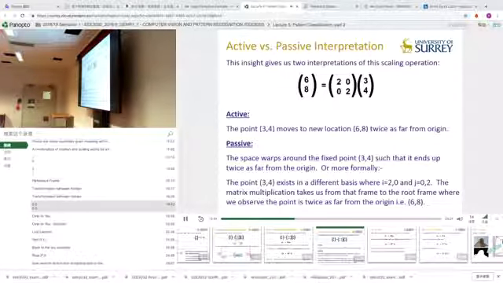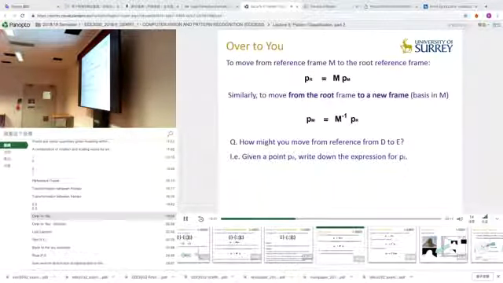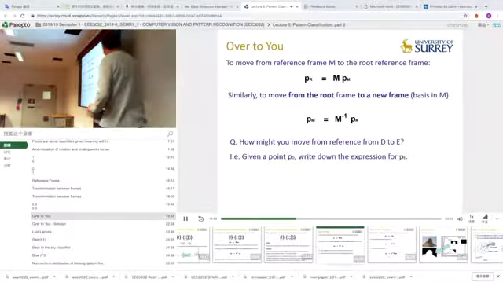So, this slide then is just a recap. This matrix multiplication can be considered to be, the maths doesn't change, but we can just interpret it as being an active or passive transformation. I won't repeat it the third time. Okay, so here's a little question for you to work on for a couple of minutes.